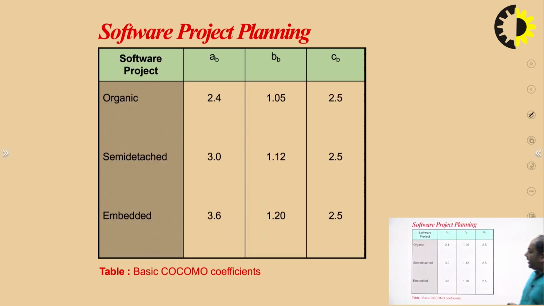For the organic mode, A has the value 2.4, B has the value 1.05, and C has the value 3.25. For semi-detached, A has the value 3.0, B has the value 1.12, and C has the constant value 2.5. For embedded projects, A is 3.6, B is 1.2, and C is 2.5.